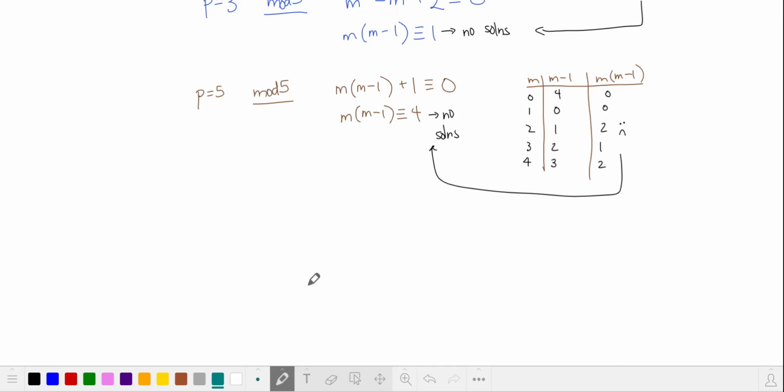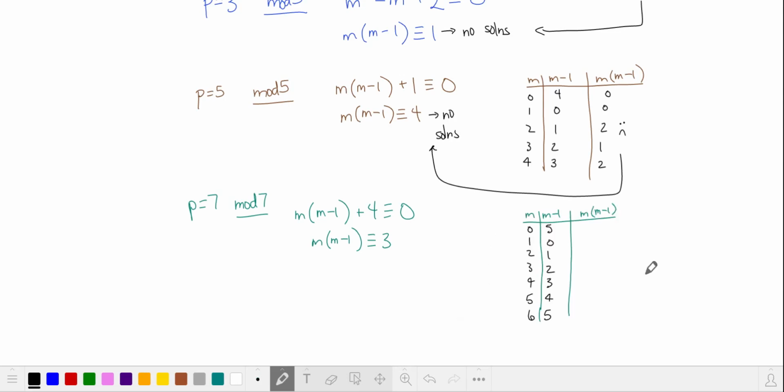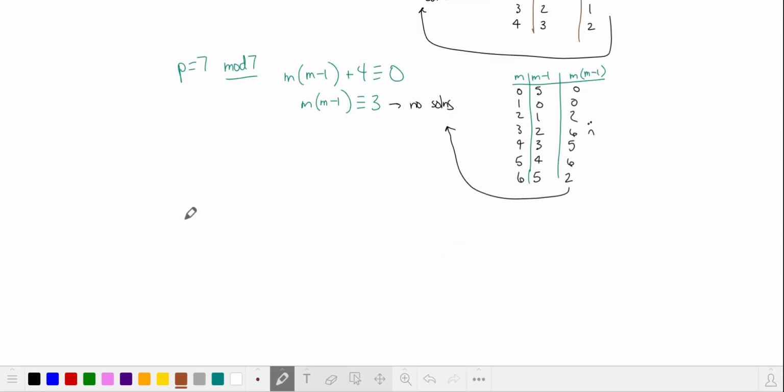Let's try the next smallest prime, 7. We need m times m minus 1 is equivalent to 3. Here are all possible values of m in mod 7. Here are all the possible products, and none of them are 3. So no solutions. Let's check to see if one of our primes is 11. It turns out we do have solutions for mod 11, so we know that 11 can divide this expression.